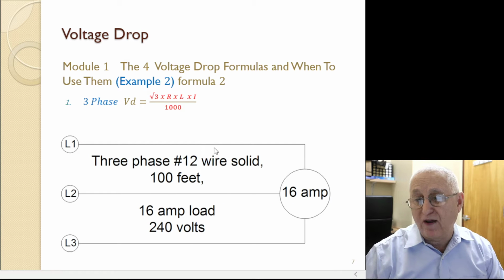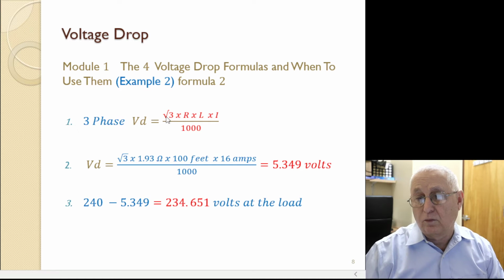This is a three-phase version. You can see L1, L2, L3. We have 3 phases going out to a load. Same formula, except we're using the square root of 3. And we have square root of 3 times R times L times I over 1,000.